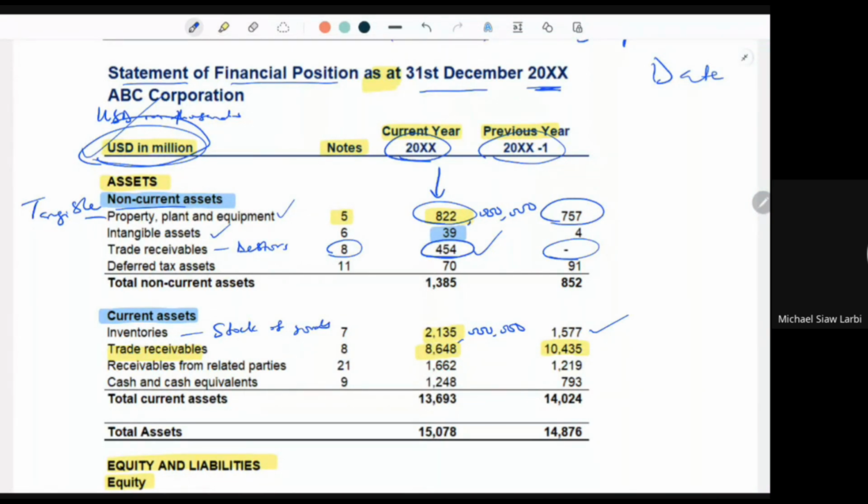Then receivables from related parties. Related parties are people you have a special relationship with at your level. So it can be maybe companies that are within the same group. Companies within the same group are all related parties, right?